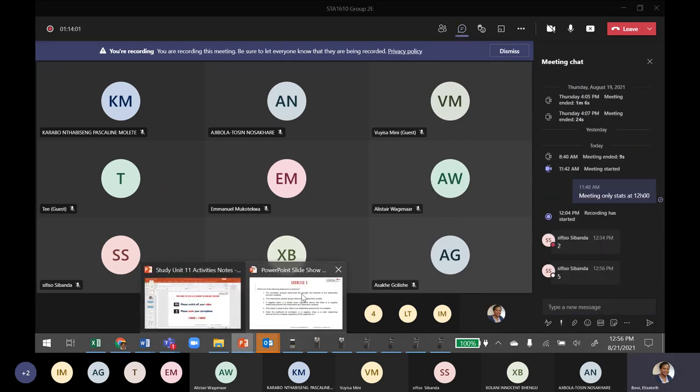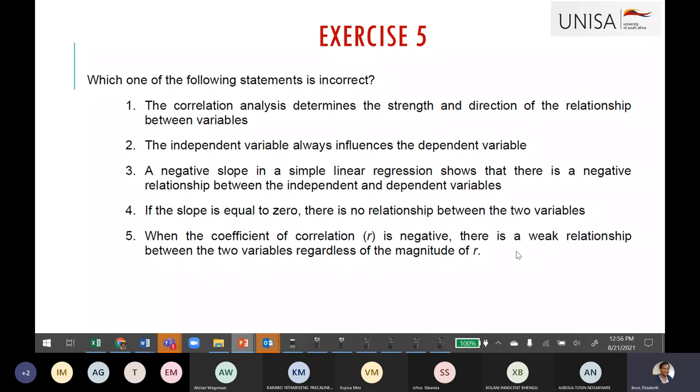Remember, you can also answer in the chat if you can unmute and give me the answers. But I would like it if you can unmute and talk to me so that the whole recording is not me alone talking.